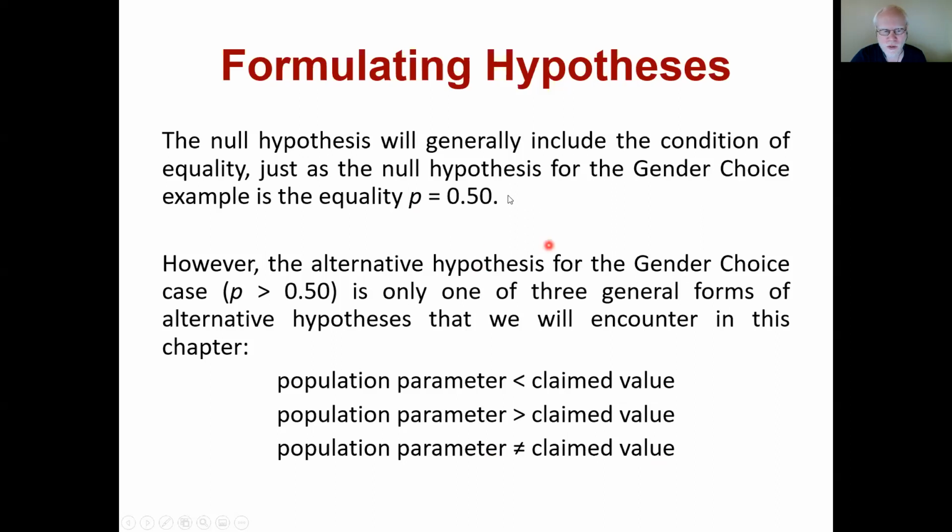So for gender choice, in that case, we'd say that the proportion of females born, or of girls born, is not equal to the claimed value of 0.5. In the social sciences, this is actually the most likely or most commonly used one. If you have very strong assumptions about the direction, you can use one of the others, but typically speaking, most hypothesis testing is using the not equal to one.